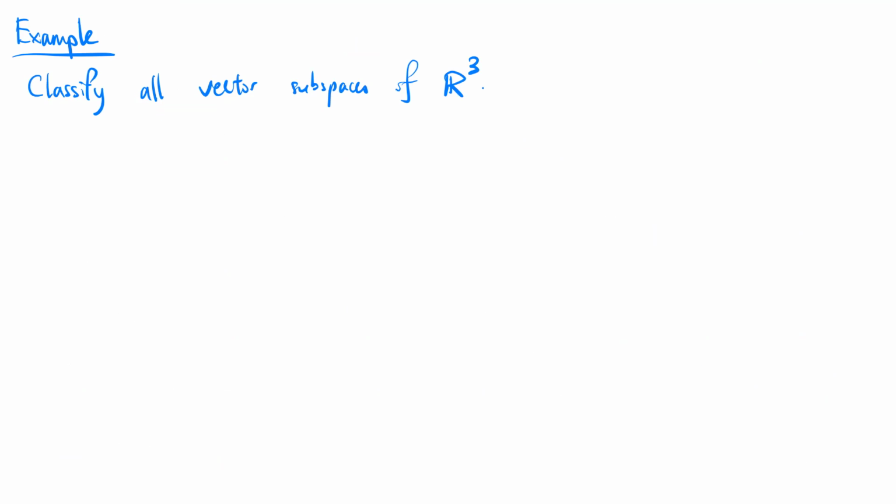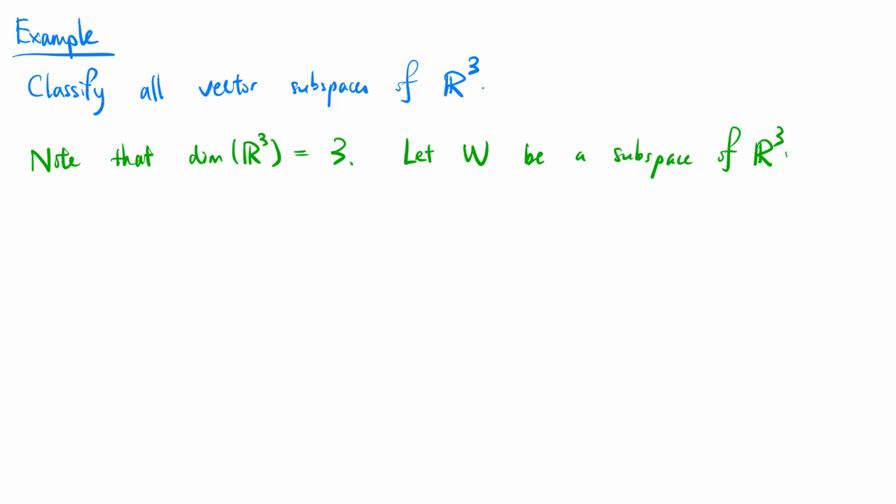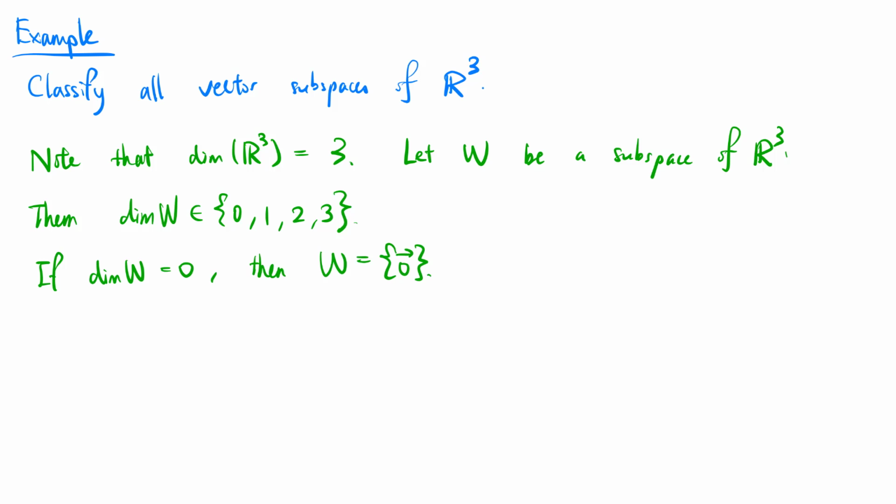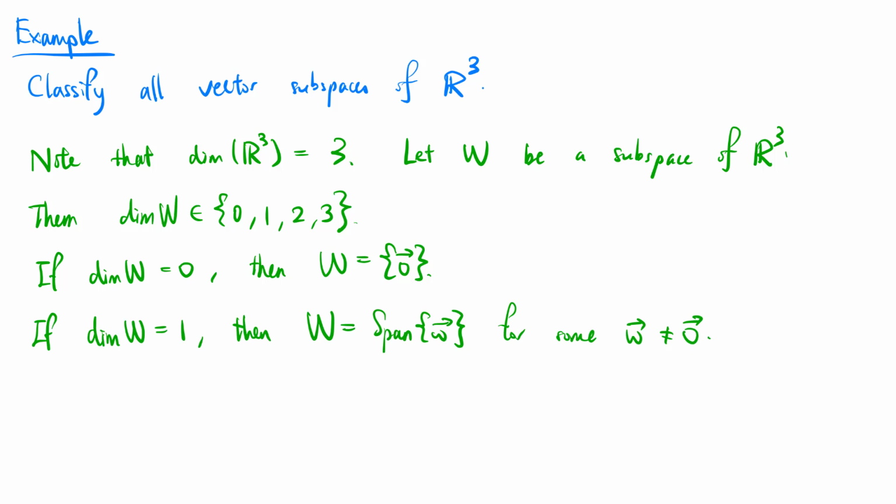Let's end this video with an example. Let's classify all vector subspaces of R3. First, note that the dimension of R3 equals 3. Let W be a subspace of R3. From the previous theorem, we know that the dimension of W is 0, 1, 2, or 3. If the dimension of W equals 0, then W is the zero vector space. If the dimension of W equals 1, then W is the span of one non-zero vector, say w.